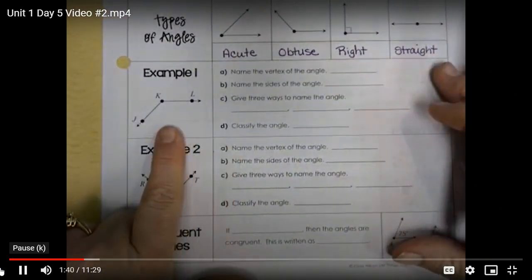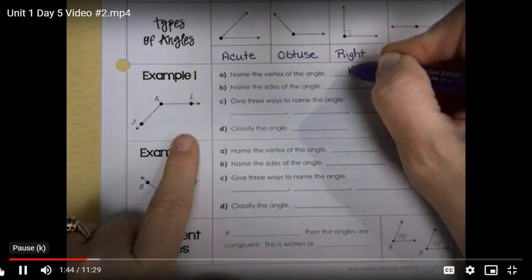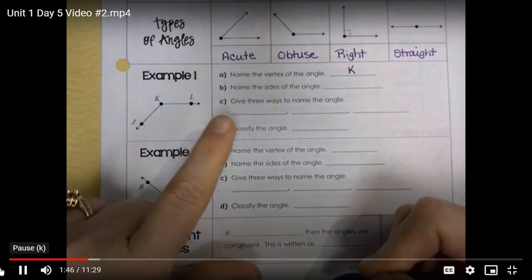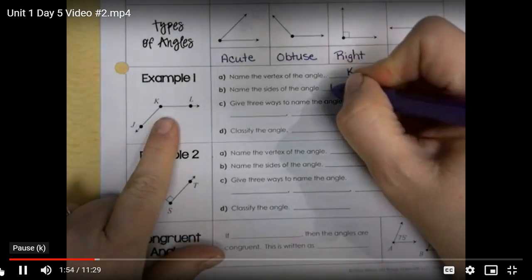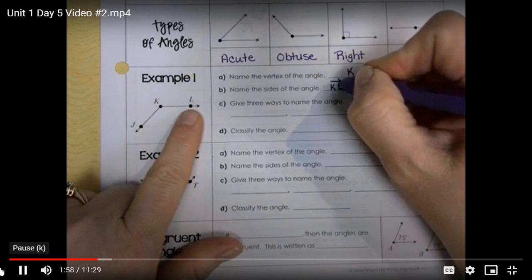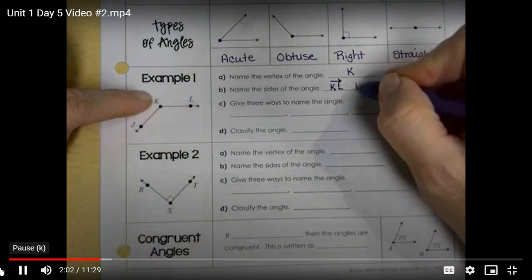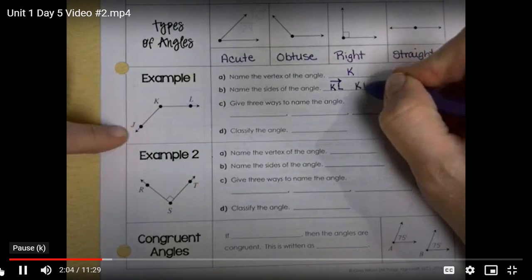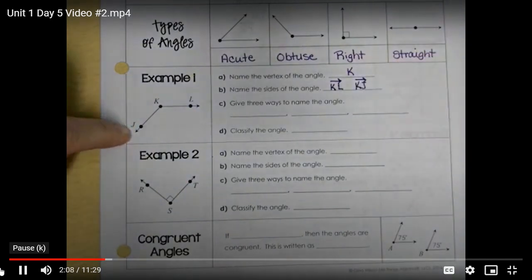So in this picture, name the vertex of the angle. The vertex is just K. It's a point. Name the sides of the angle. The sides are made up of what? Rays. Remember how we name a ray? What do you start with? The endpoint. And you go to the letter by the arrow, and you draw the arrow going to the right.